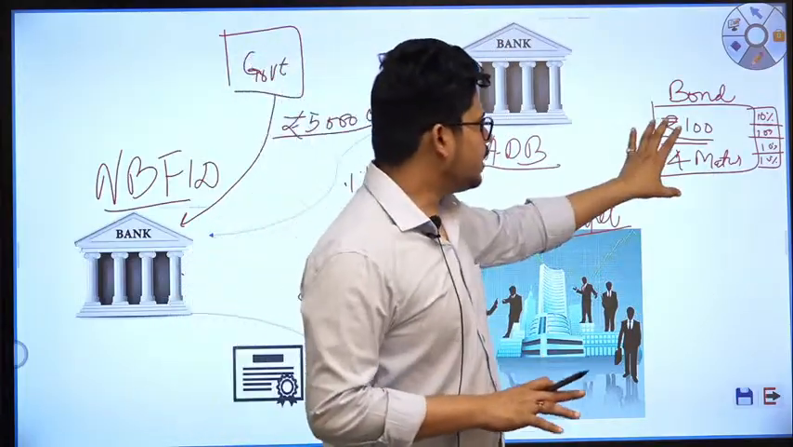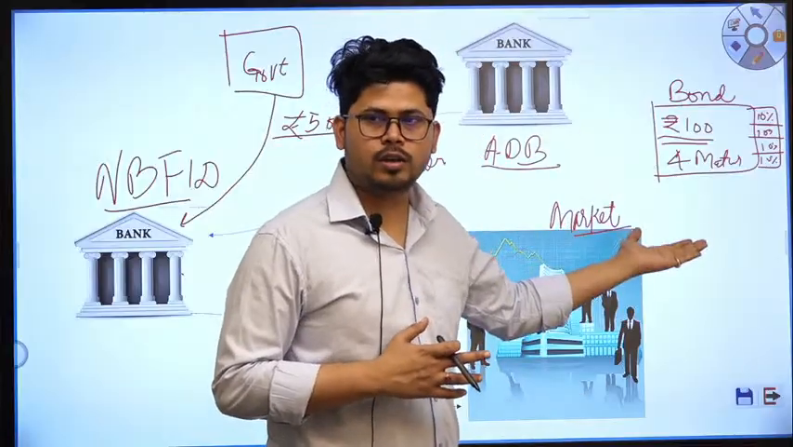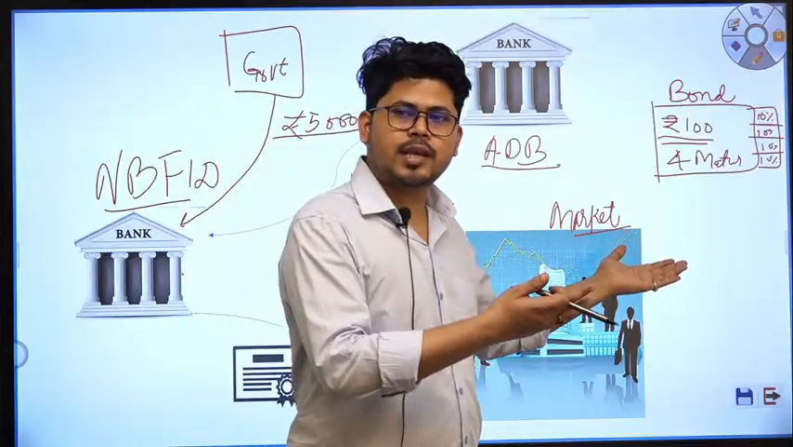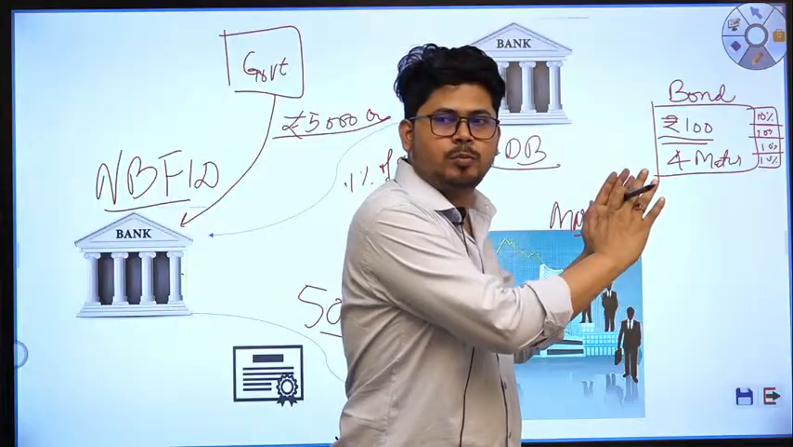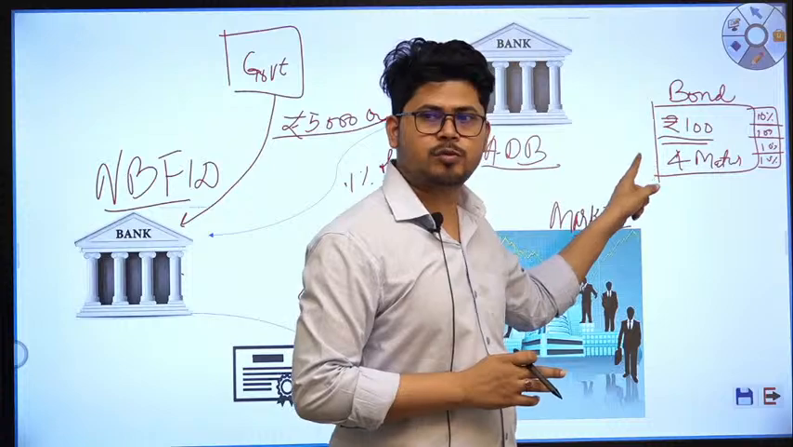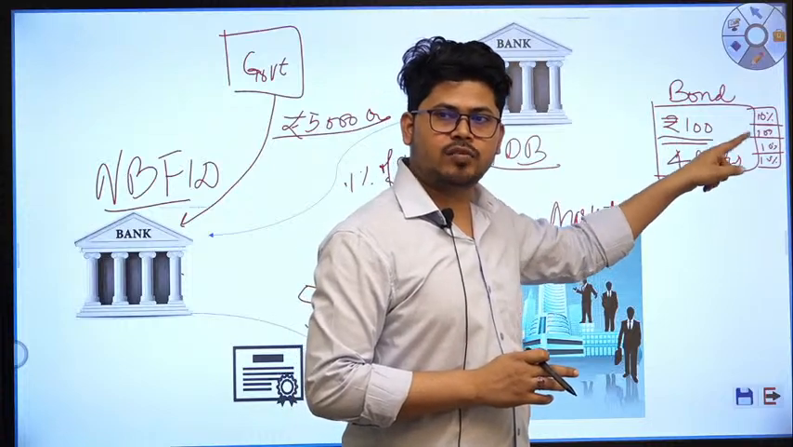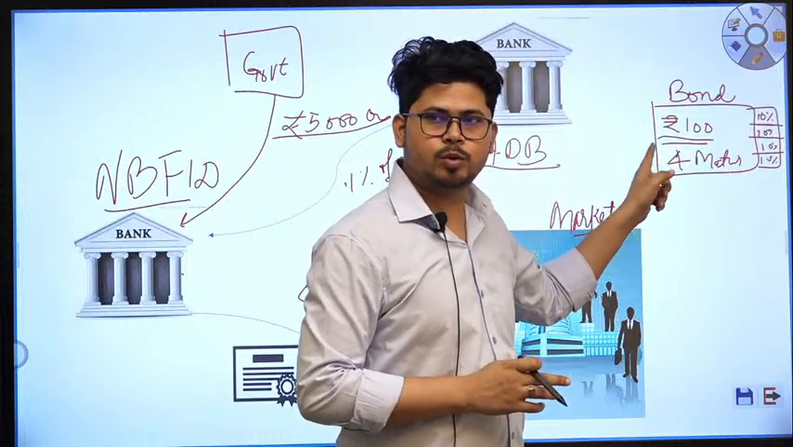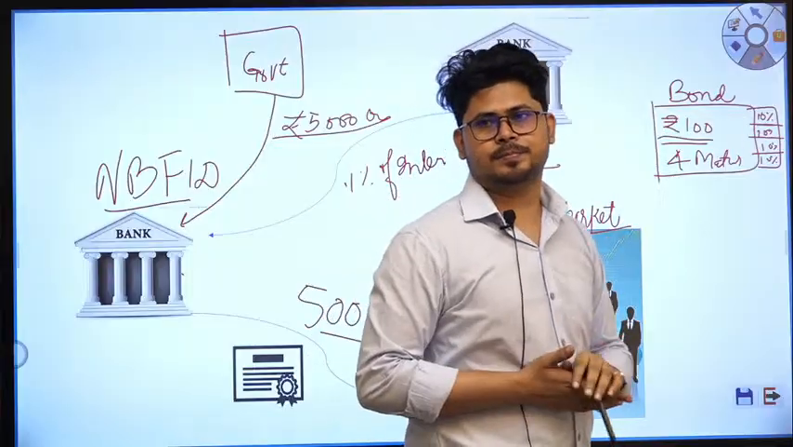So basically, I took a loan from someone else through the bond, and after 4 years I will be paying him the principal value of the bond, that is rupees 100, along with the interest, that is 10% of rupees 100. At the end of every year I will be paying him rupees 10 as interest.